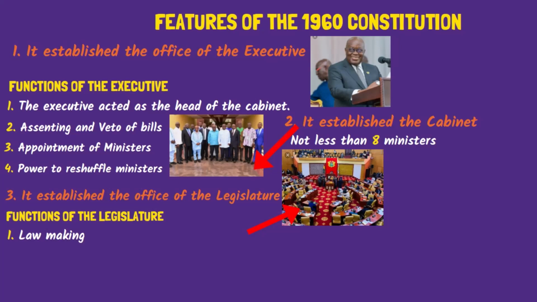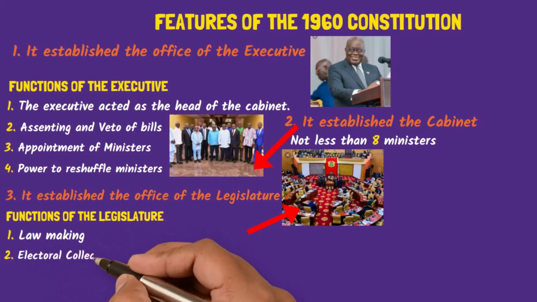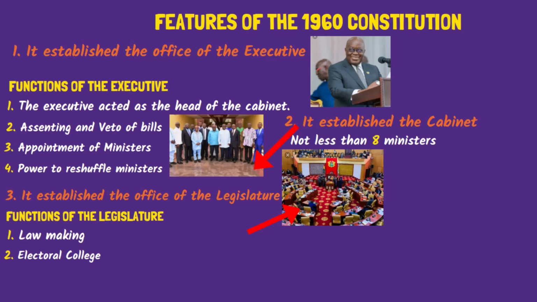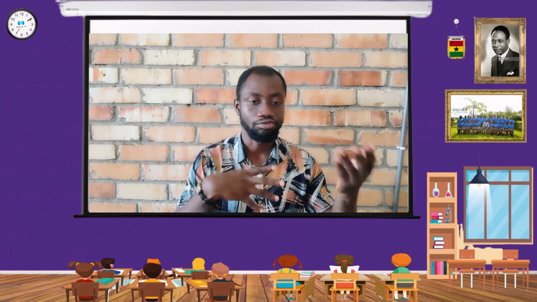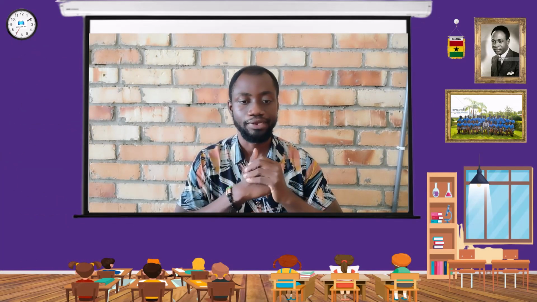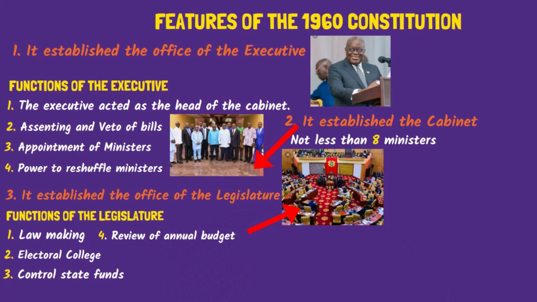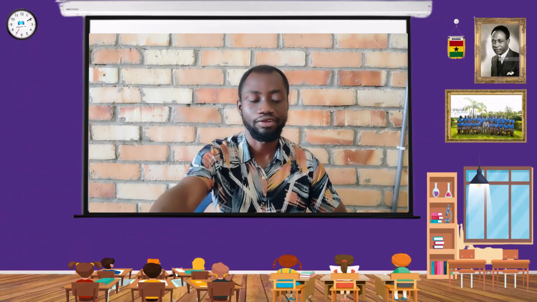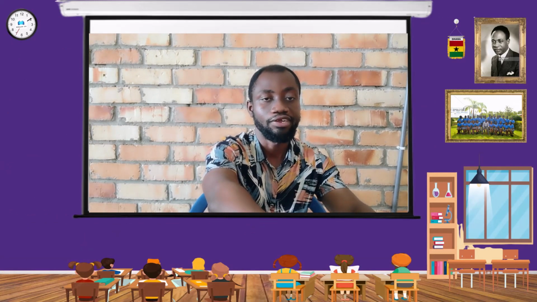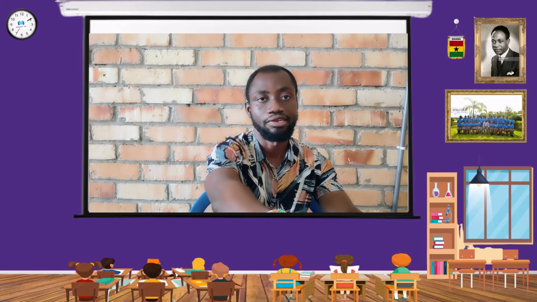Also, electoral college. Another function of the legislature was to serve as an electoral college. Parliament was made to serve as an electoral college to elect a president to run the affairs of the state when it became necessary to do so. The next one was the control of state funds. Parliament was charged with the responsibility to control state funds and to see how the government is spending them. They also reviewed the annual budget of the president, and that was a function of the legislature.